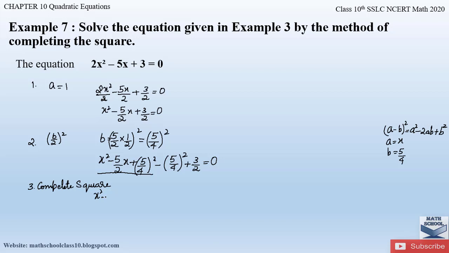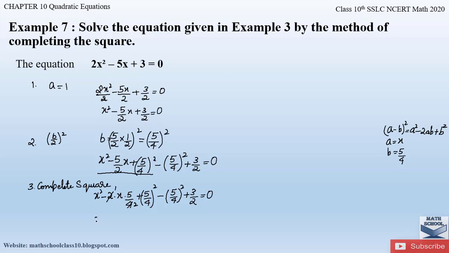So a square minus 2 into a value is x and b value is 5 by 4 plus b square, what is b term, 5 by 4 the whole square, and this will come here minus 5 by 4 the whole square and plus 3 by 2 is equal to 0. Now see, 2 1 times, 2 2 times. So what is left behind? 5 by 2x. This is what is here.